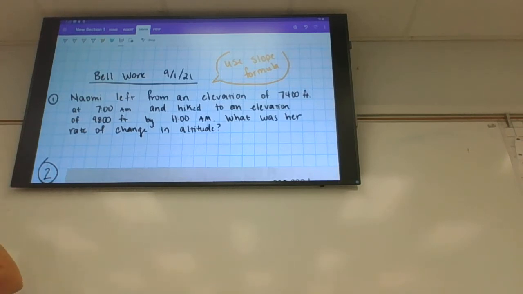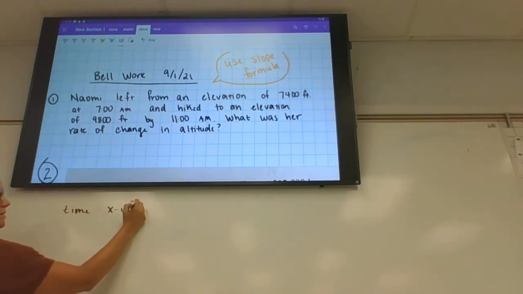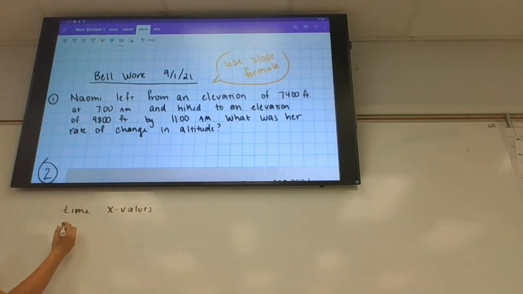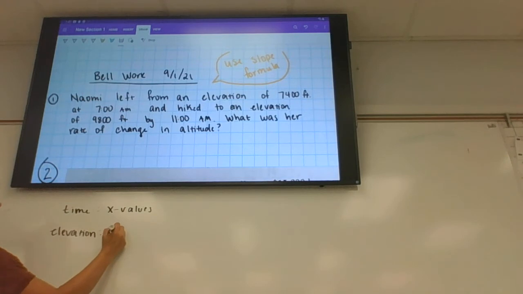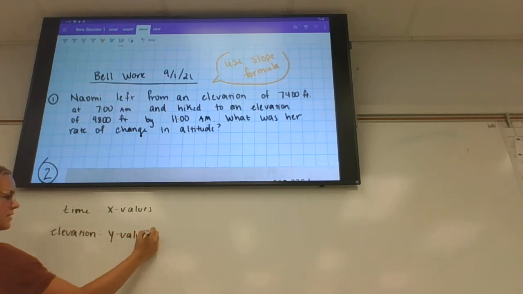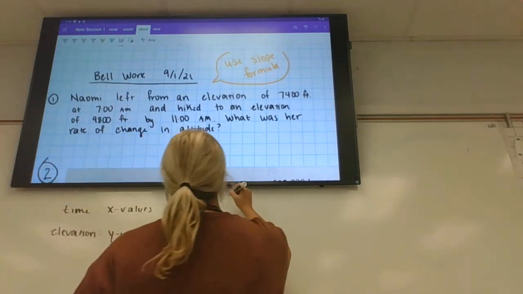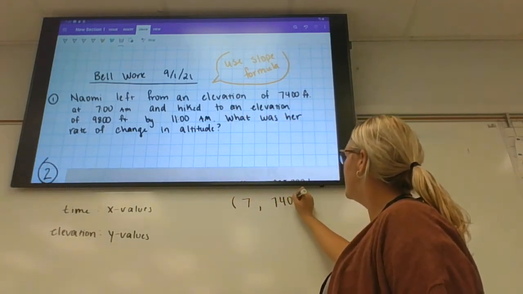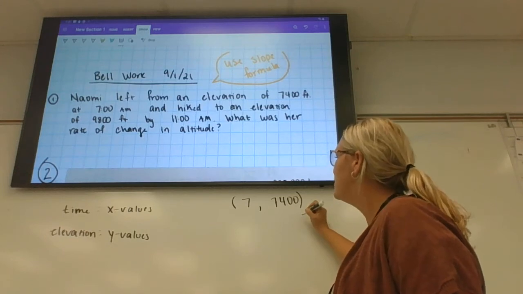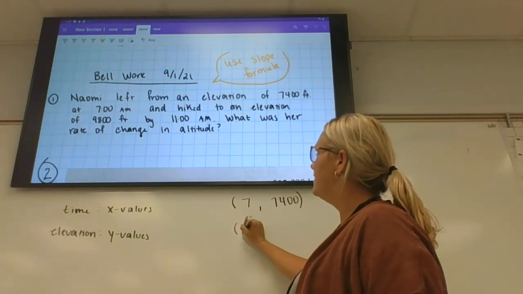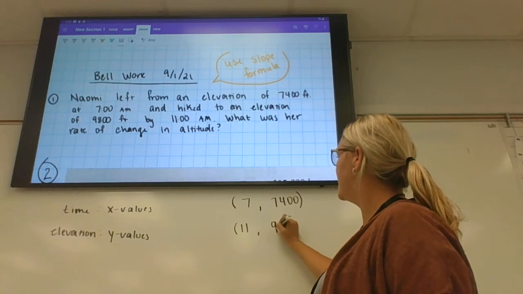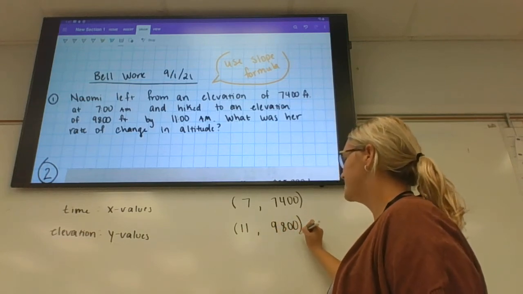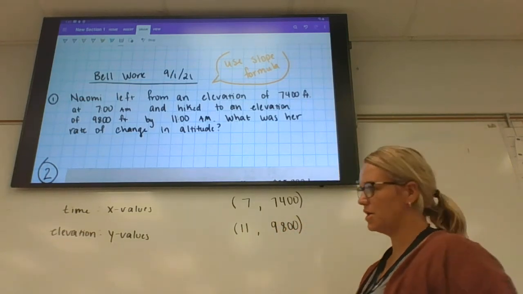Okay, so anyway, the time is going to be the x value, which is almost always the case in word problems. And then the change in elevation is going to be the y value. So if I was to write this as an ordered pair, I'd say at 7 a.m., Naomi started at 7,400 feet on her foothill. And then by 11, she hiked up to 9,800 feet to her hiking destination.